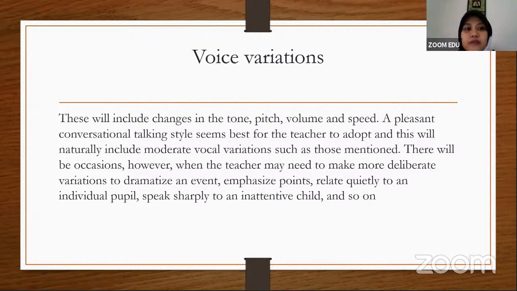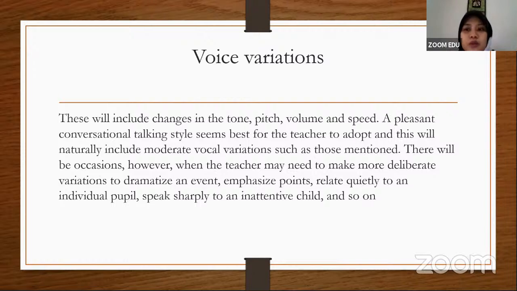A pleasant conversational talking style seems best for teachers to adopt, and this will naturally include moderate vocal variations such as those mentioned. There will be occasions, however, when the teacher may need to make more deliberate variation to dramatize an event, emphasize points, relate quietly to an individual pupil, speak sharply to an inattentive child, and so on.